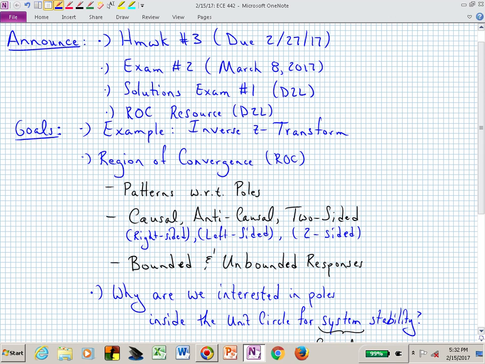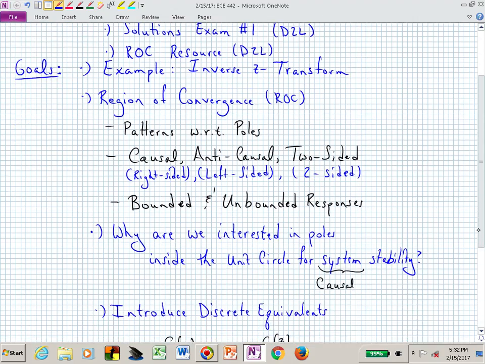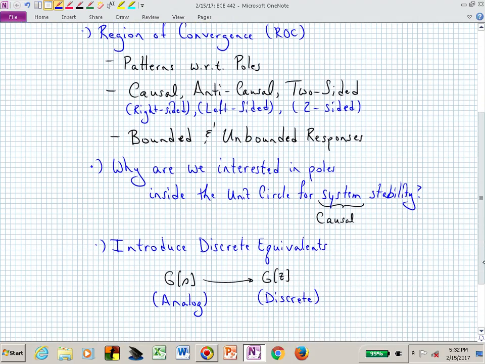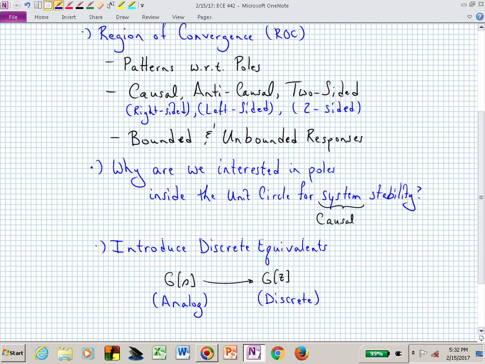And so I'm using this unbounded many different ways. If I say the region of convergence is unbounded, that's not the same as your time response being unbounded. You could have a bounded time response and have an unbounded region of convergence. Those are consistent, but depending on your location of the poles and the region of convergence. Hopefully that will allow us to better understand why we are interested in poles inside the unit circle to determine stability, and that's typically because we are dealing with a system that's causal.